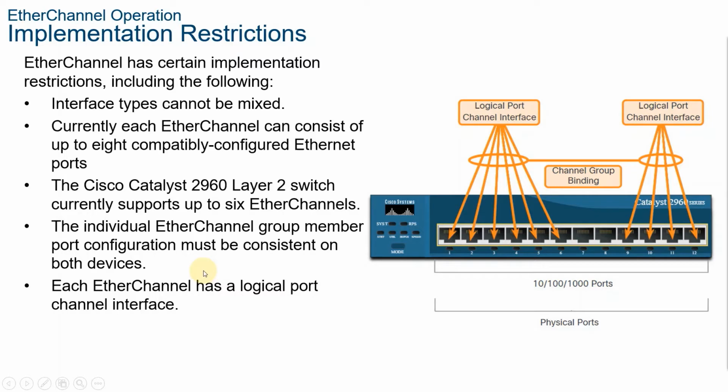Additionally, all ports in an EtherChannel link must be configured as layer 2 ports. Each EtherChannel has a logical port channel interface as shown here in the figure. A configuration applied to the port channel interface affects all physical interfaces that are assigned to that interface.